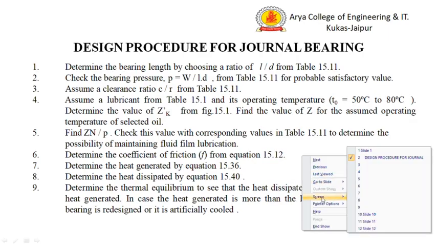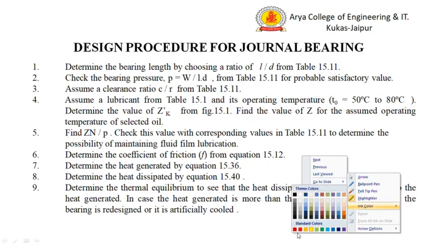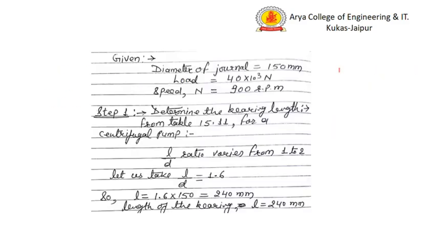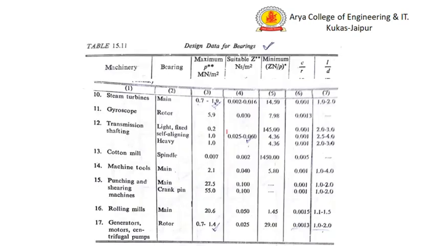The first step to solve the numerical is to determine the bearing length by choosing the ratio of L by D from the table 15.11. If the length is not given in the numerical, then we can select the length L by D ratio from the table 15.11 of the data handbook. So this is the table 15.11.